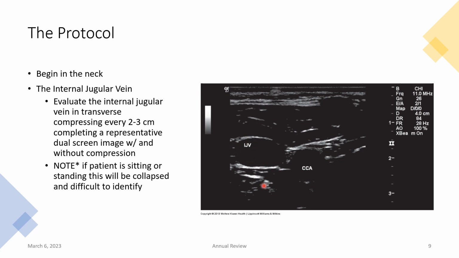Now, this image to me is a little bit hypoechoic. I'd probably turn up my gain a little bit to make sure that they're not missing any thrombus that could be in there. Now, one quick important note is that if a patient is erect or upright, that decreases the pressure on that jugular vein and can cause it to not dilate. And so if you're having difficulty identifying the jugular vein, you can always lay your patient's head back more, and that should allow you to get a better view.